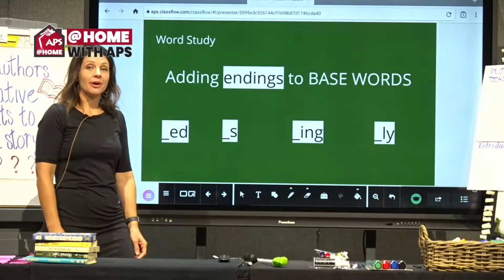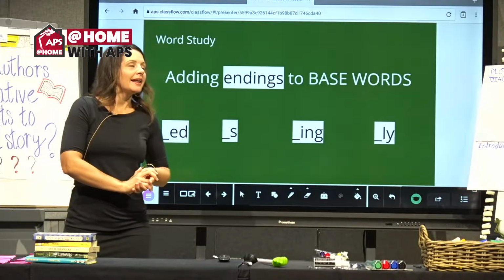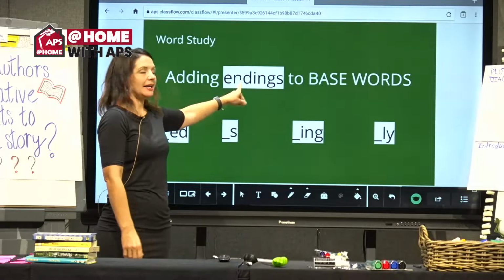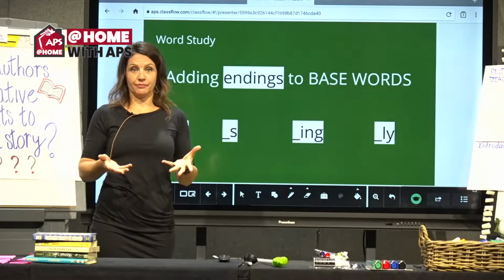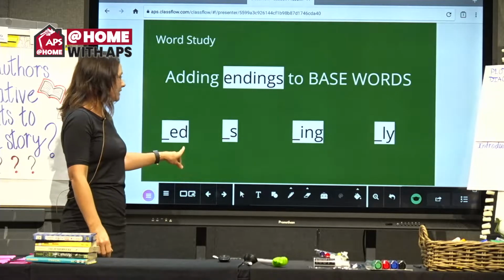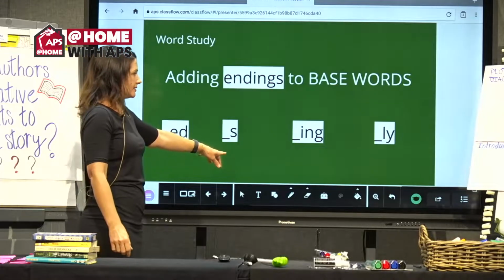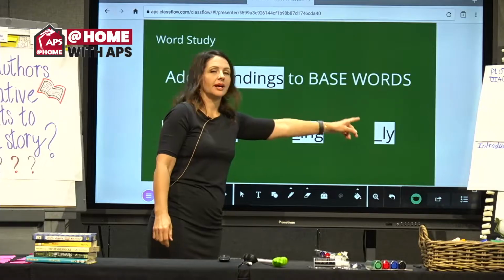Today we're going to talk about adding endings to base words. Now, when we add an ending to a word, it changes the word. Some common endings that we will add are ed, s, ing, and ly.